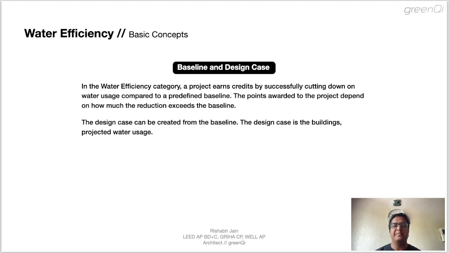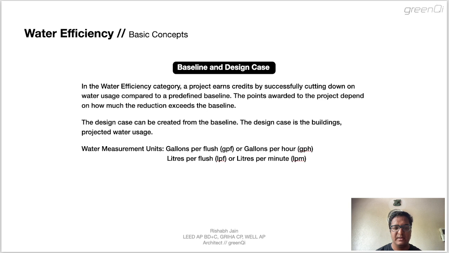So let's recap. With the baseline, we understand how much water a typical building uses, and using a design case, we estimate how much water we want our building to use in the operations phase. So accordingly, we design our systems based on a design case, and we can see the overall reduction from the baseline in the design case. So the project is awarded points based on the amount of reduction done from the base case. Water measurement units of gallons per flush or gallons per minute are typically used to understand the base case and design case. Similarly, we can use liters per flush or liters per minute to also understand the base case and design case. I hope you understand the baseline and design case concepts.